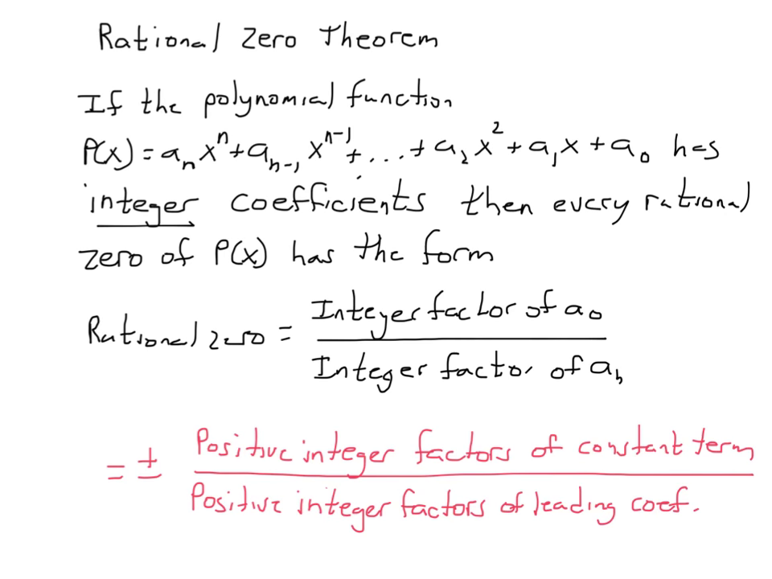Now what we're going to ask you to do is just list off the possible rational zeros. The nice thing is this will give us a list of all the possible nice numbers that could be zeros when we're looking at a polynomial. So let's look at an example next.